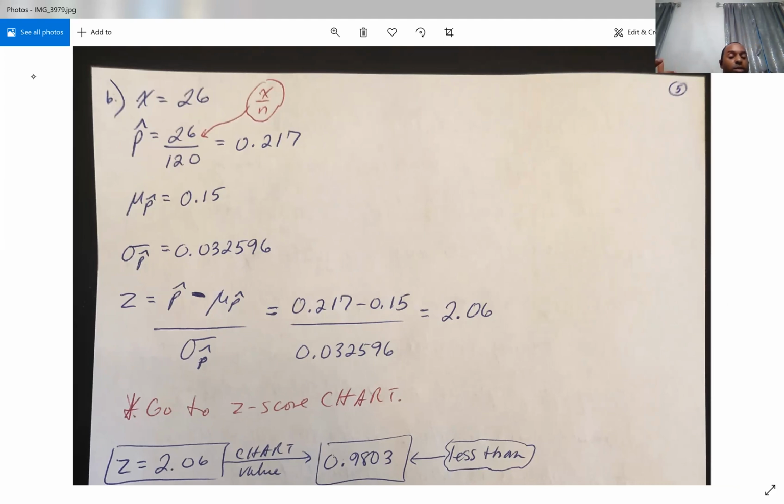Before in A, they gave us the percentage, which was 12%. This time they told us 26 out of the 120 had this characteristic of hearing trouble. So that'll be 0.217.